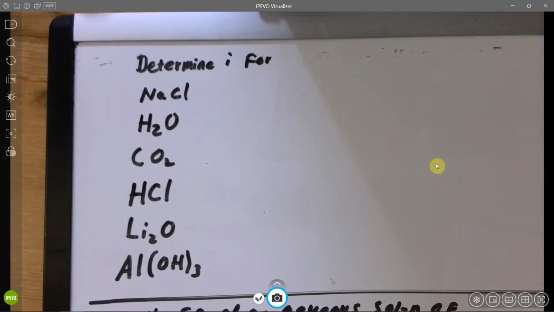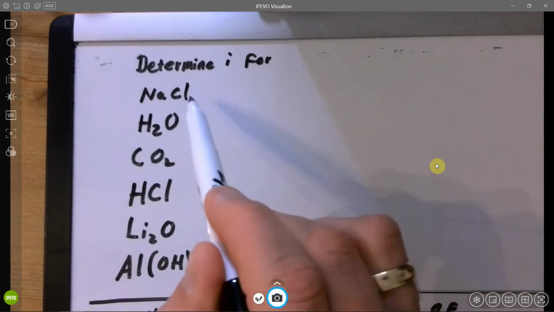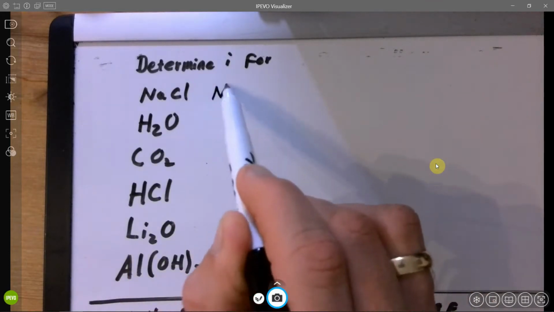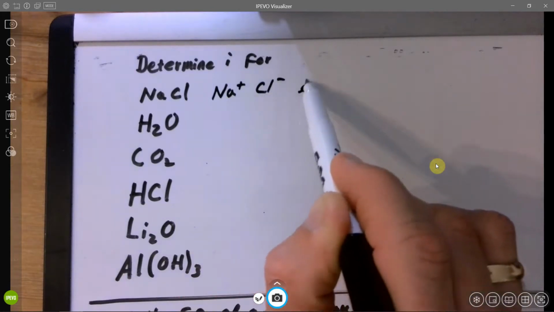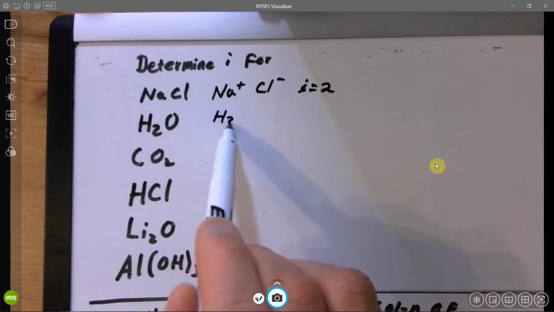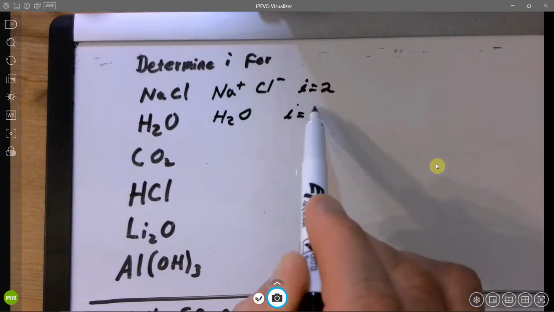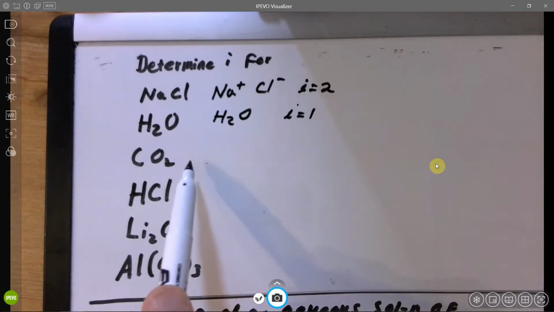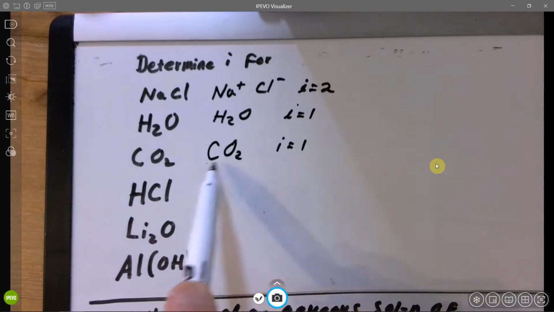First, let's discuss this i factor. I said it's the number of ions that form when the solute goes into the solvent. So let's say I have NaCl going into water. Well, NaCl will produce Na+ and Cl-. And if you count them, there's two of them. So i is equal to 2. When I put water in any liquid, water does not dissociate, so it just stays by itself, so i would be equal to 1. Carbon dioxide, same thing, it does not dissociate, so i is equal to 1. So if it's not ionic, i is equal to 1.